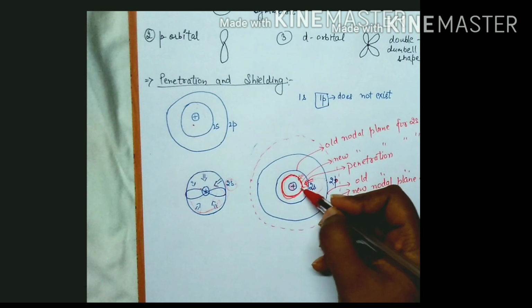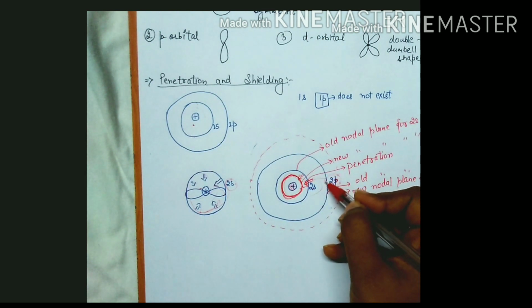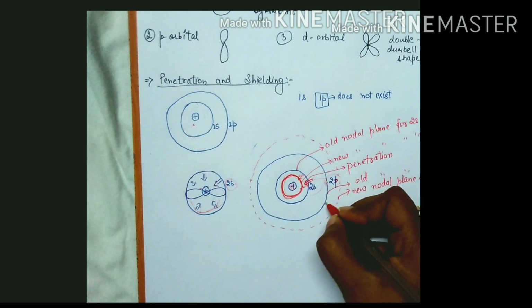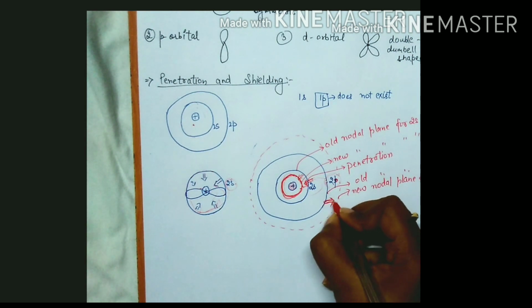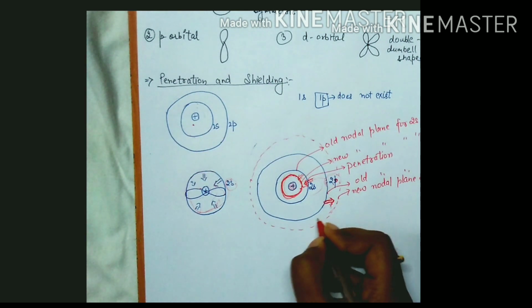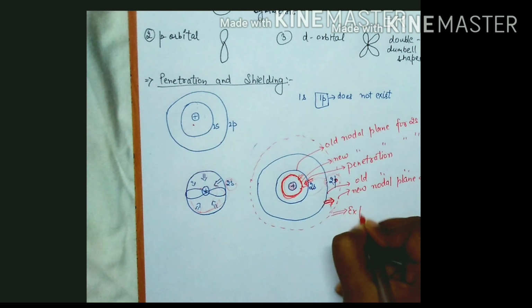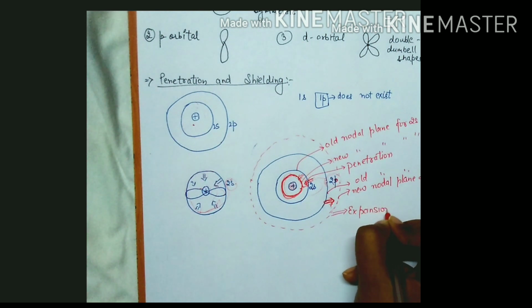Okay, so due to shielding, 2p is now not able to feel that much of attraction from the nucleus, so it goes away. This 2p goes away, and see, this has gone here. So this is called expansion of valence shell. That is, the valence shell has expanded.